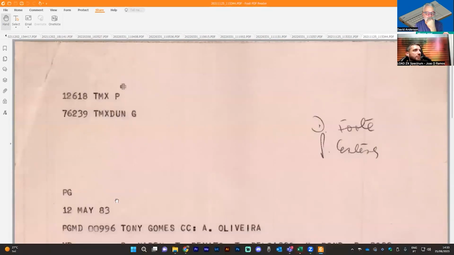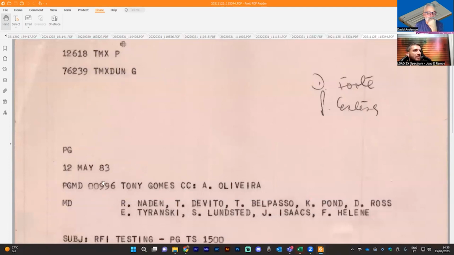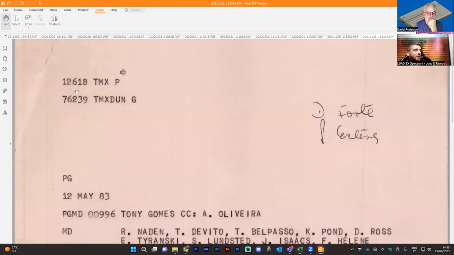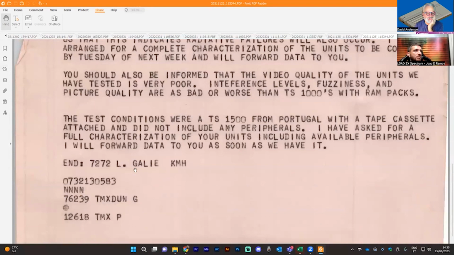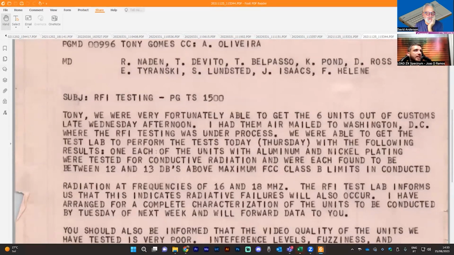So this other one is also from the 12th. We don't have hours in telex as far as I know, unless this is a code. No, it does not. So we don't know which one is first, but they are from the same day. On this, 12th of May, to Tony Gomes, but this one is being signed by Lou Gailey again. And now he's saying today we were able to get them late Wednesday afternoon. I had them airmailed to Washington, D.C., where the RFI testing was under process. We were able to get the test lab to perform the tests today with the following results. Interesting.